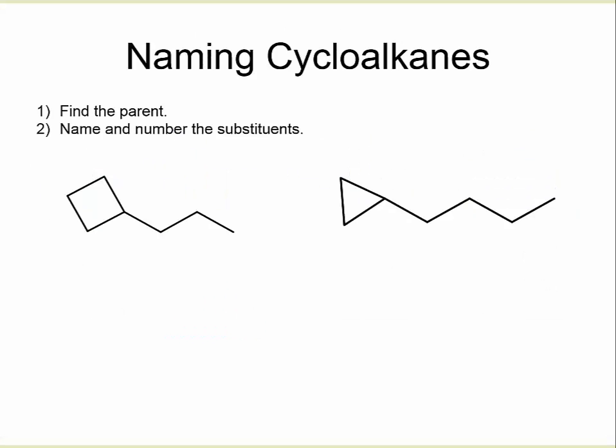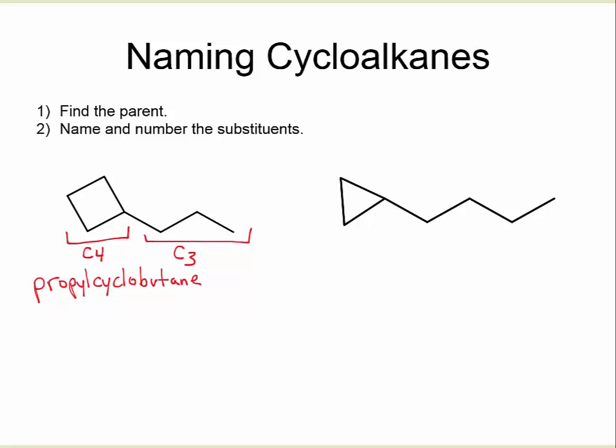When naming substituted cycloalkanes, it's important to first find the parent. This is done by counting carbons. For the molecule on the left, the cycloalkane is a C4 cyclic alkane, whereas the alkyl group is C3. Because the cycloalkane is larger, this is going to be named as a cyclobutane, and the propyl group will be a substituent. So this is propyl cyclobutane.